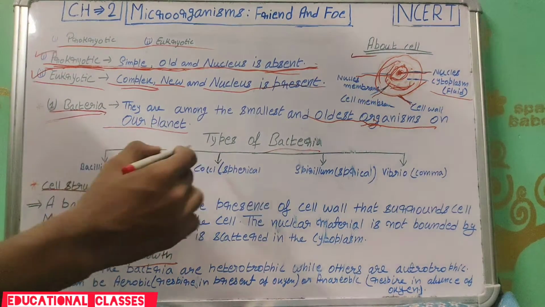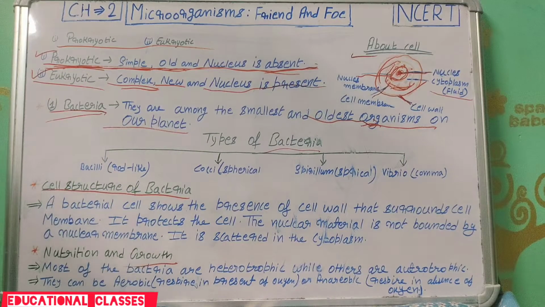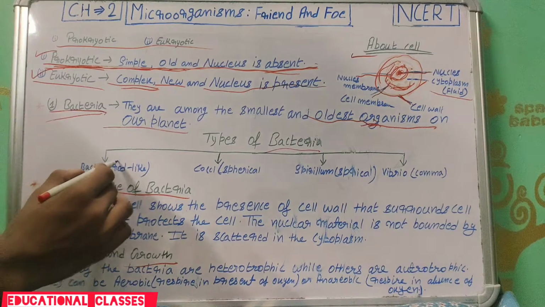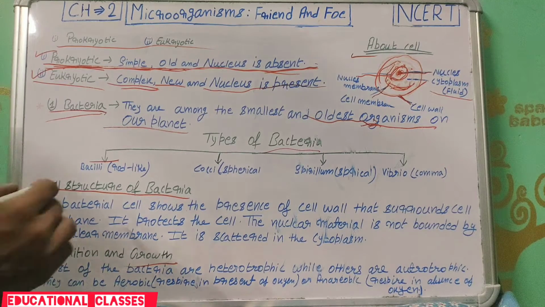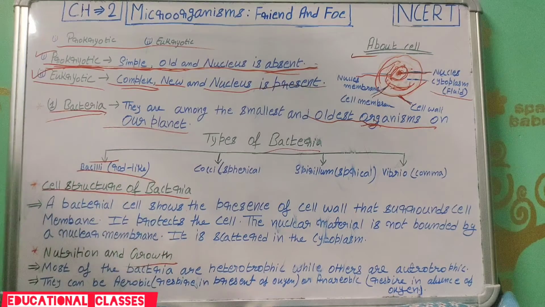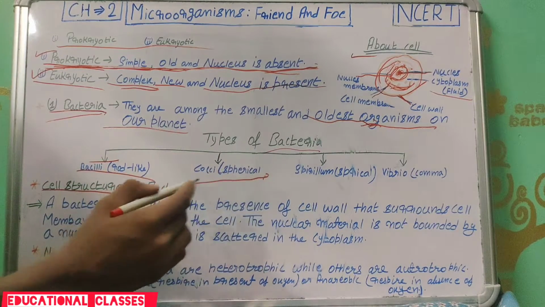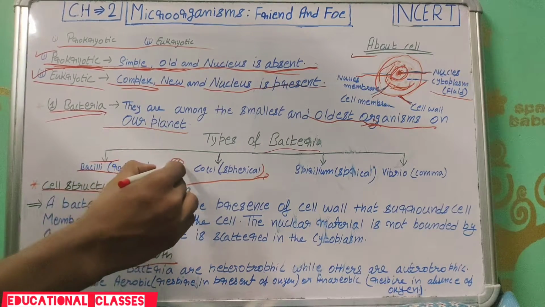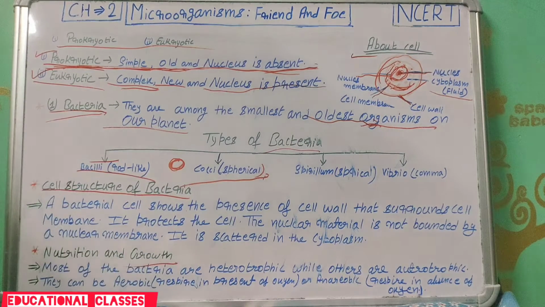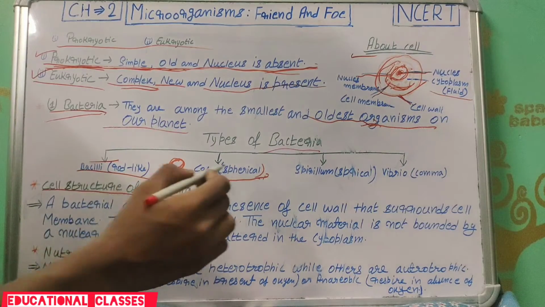So now types of bacteria. There are 4 types of bacteria. The first one is bacilli. The bacilli are rod-structured. I think you have seen a rod. So the bacilli bacteria are like a rod structure. Then cocci. This one is cocci. Spherical, which means golakar. The cocci bacteria are spherical.